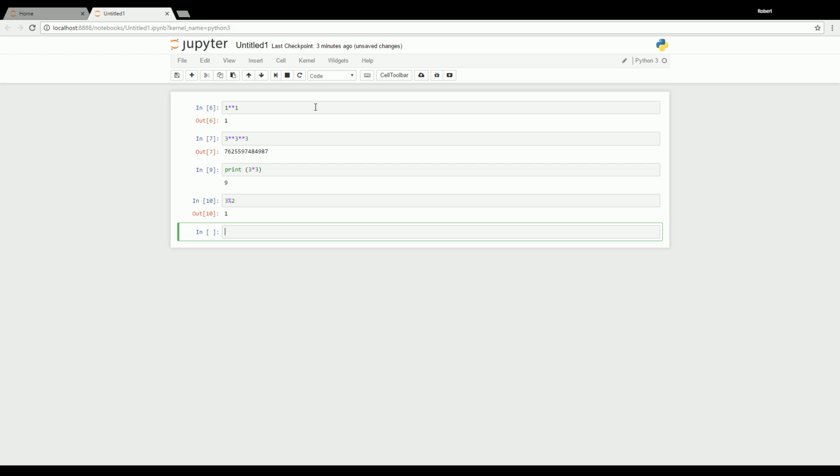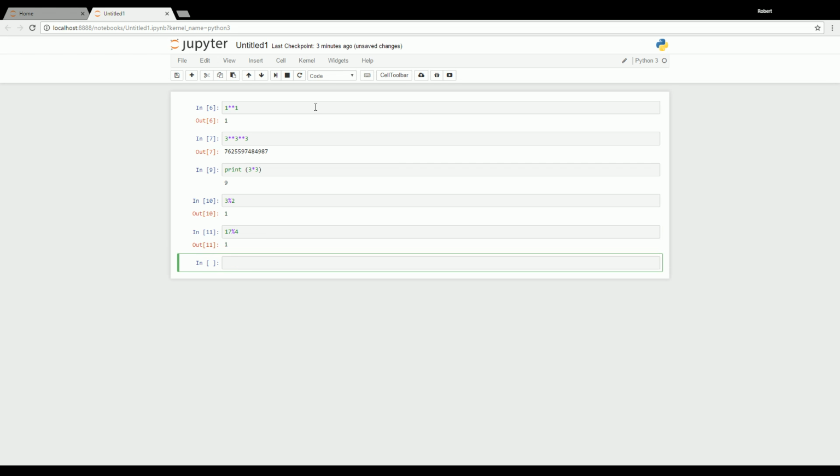And all that means is that after you divide 3 by 2, you get a remainder of 1. So if I do 17 percent sign 4, then I'll get 1. That's because after I divide 17 by 4, I have 1 as a remainder.